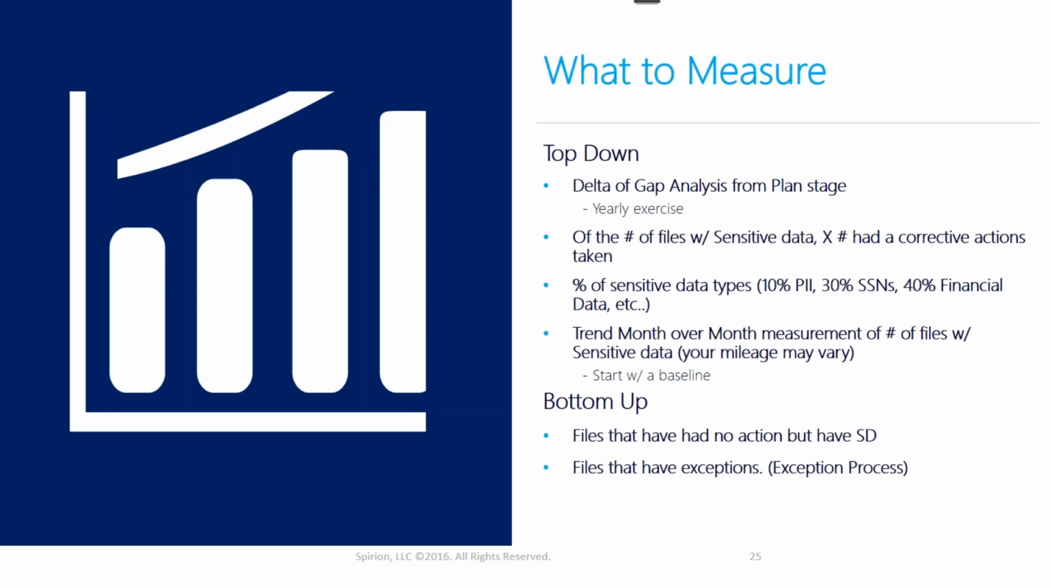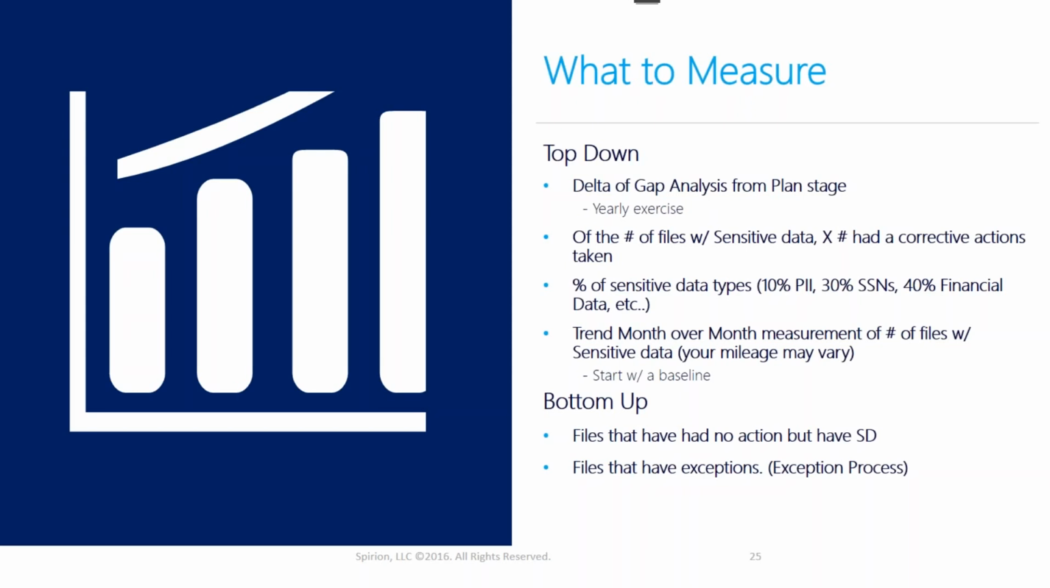So from the top down and the bottom up, top down being metrics that you may want to present to your senior management. The delta of a gap analysis from an exercise such as looking at the frameworks you have in place, again, whether it be COBIT or NIST or something derived from that, and then performing that activity on a yearly basis and looking at the improvements, hopefully the improvements and not the opposite. Looking at the number of files with sensitive data and looking at the corrective actions that have been taken against them.